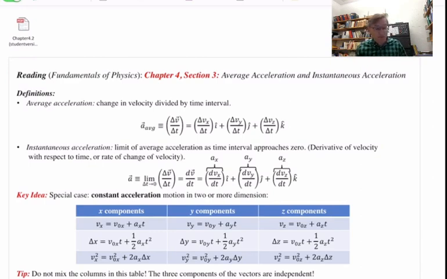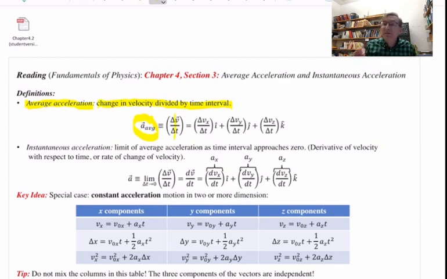Starting with definitions, just reminding you, first we'll do average acceleration, its definition, then instantaneous. So average acceleration is defined to be change in velocity divided by time interval, just like in Chapter 2. Here's the notation. A arrow with a subscript AVG, and it's defined to be change in velocity vector, delta V arrow over delta T.